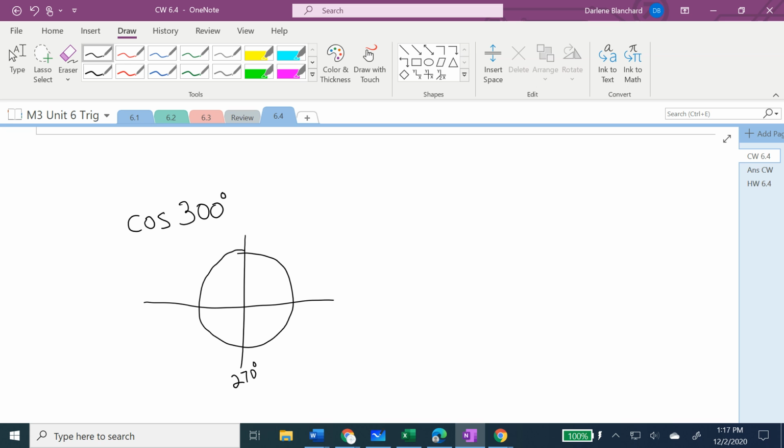And so 270 degrees is a number you want to get familiar with because it's 3/4 of the way around. So 300.